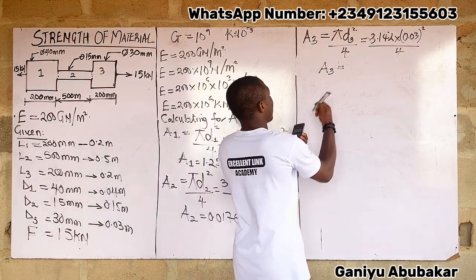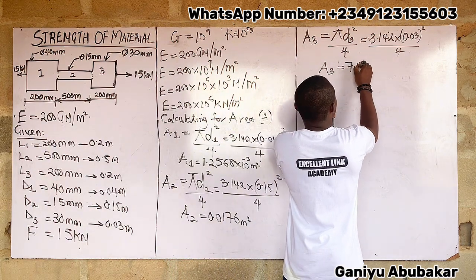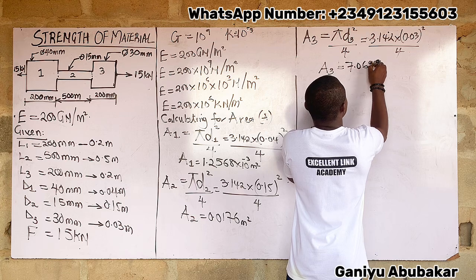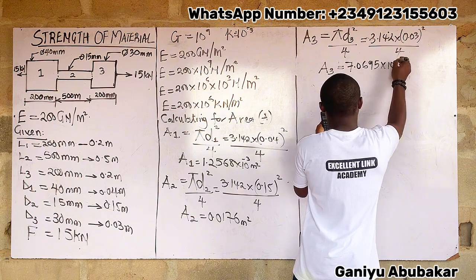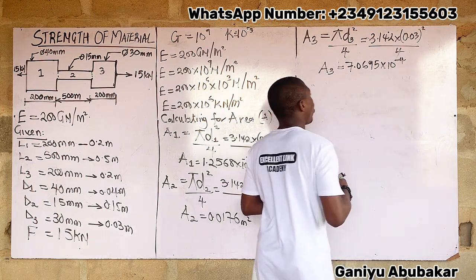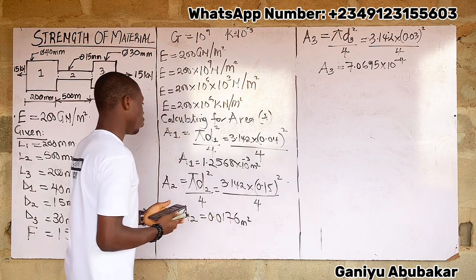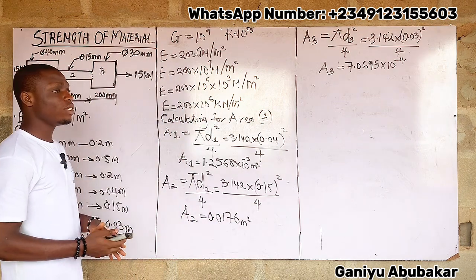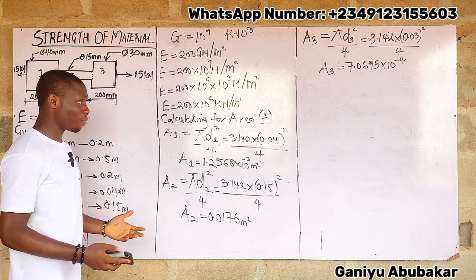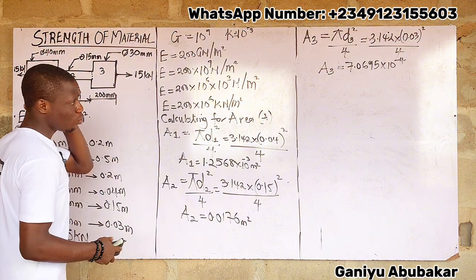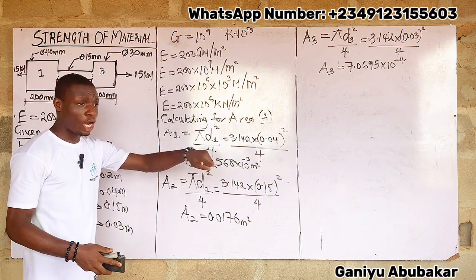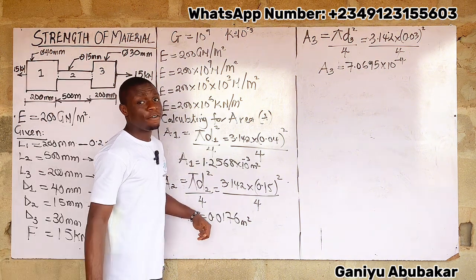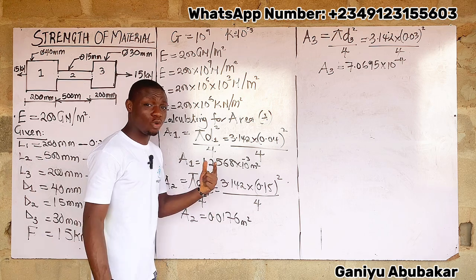so I have my answer as 7.0695 times 10 to the power minus 4. This becomes your value for area. So now the task is not quite simple. Let's get this done, please. So the question says find the total elongation. The question says find the total elongation.